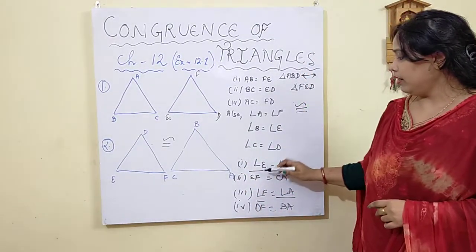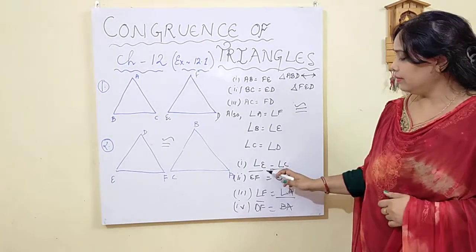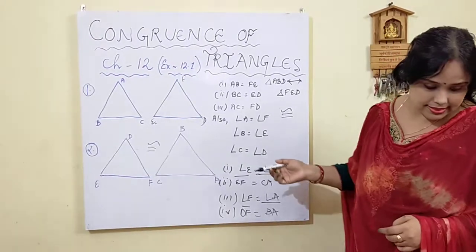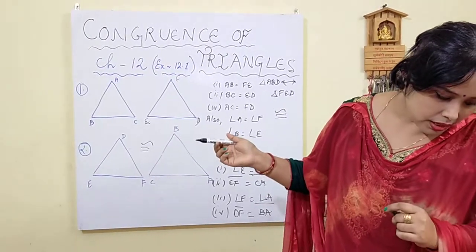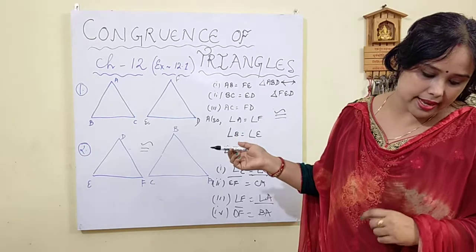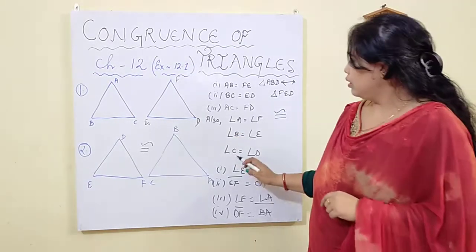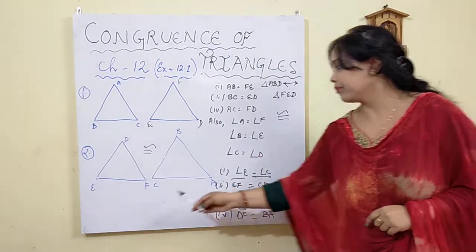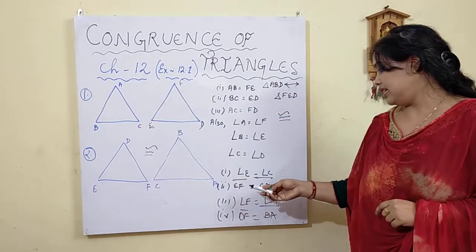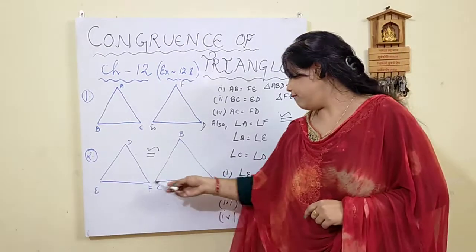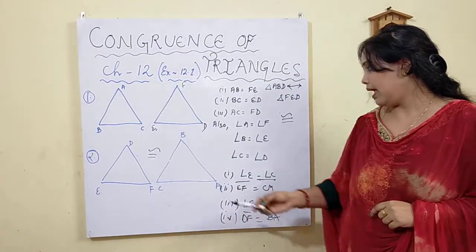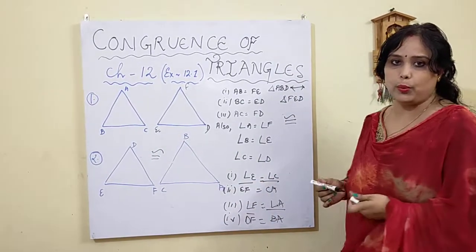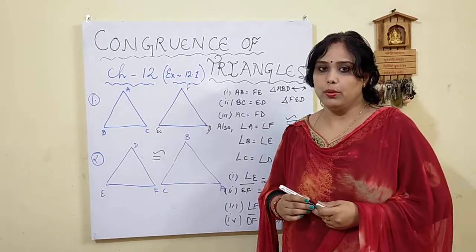So number 1, it is asked to write the parts of triangle BCA that correspond to the parts of triangle DEF. So angle E is equal to angle C, EF is equal to CA, angle F is equal to angle A, and DF is equal to BA. This is the way you will write. Now let's proceed to question number 3.